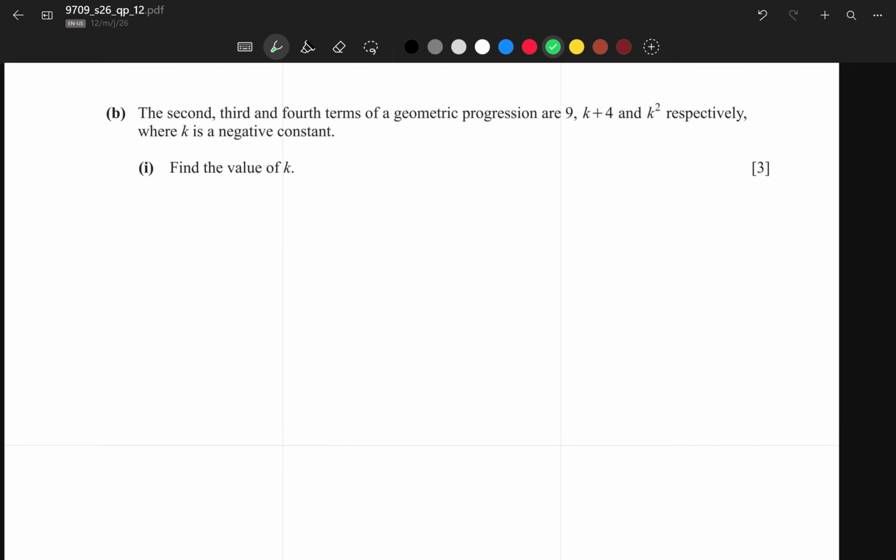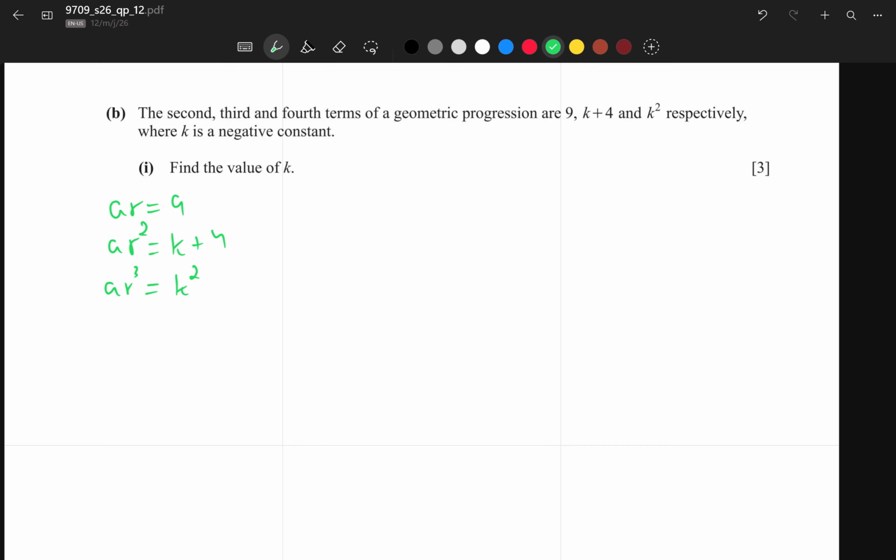The B part says the second, third and fourth term of a geometric progression are these, where k is a negative constant. Find the value of k. Second term will be ar, which is equal to 9. Third term will be ar square, which is equal to k plus 4. And the fourth term will be ar cube, which will be equal to k square.